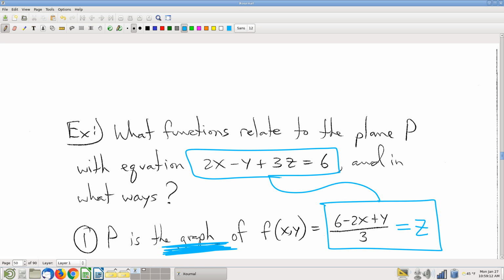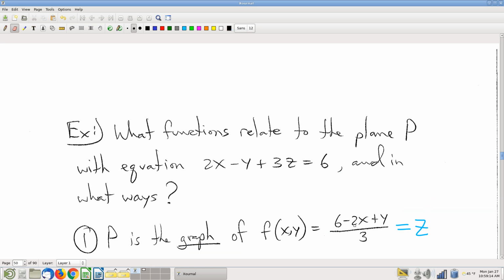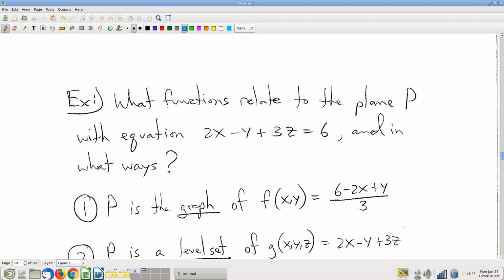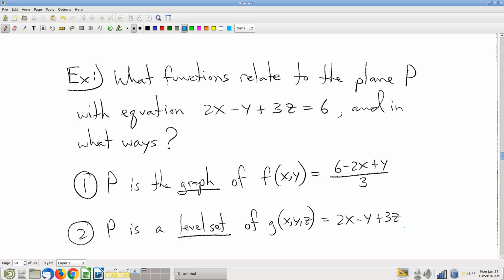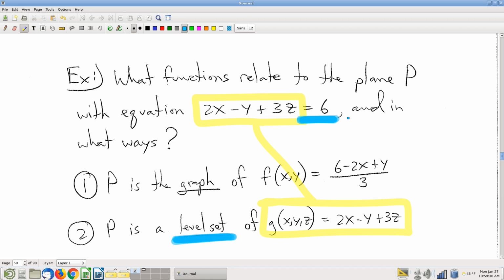Okay. On the other hand, now, is this the only function that we can talk about that relates to this plane? No, not at all. It's also a level set of this other function here, right? So this function here, which leaps off the page at you, right? That's a function for which a level set gives you the plane. Yeah?